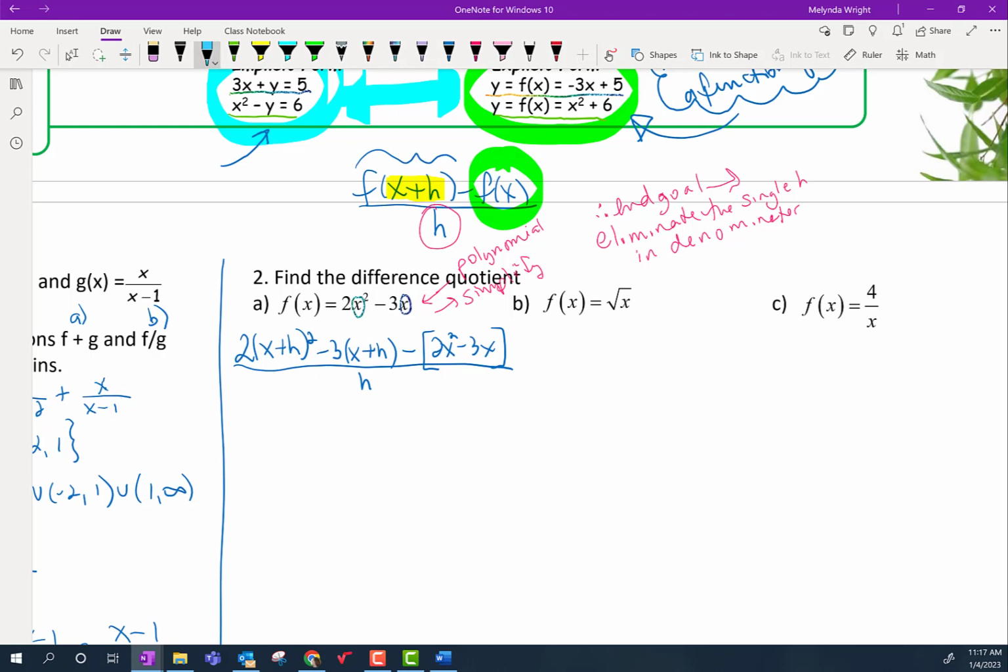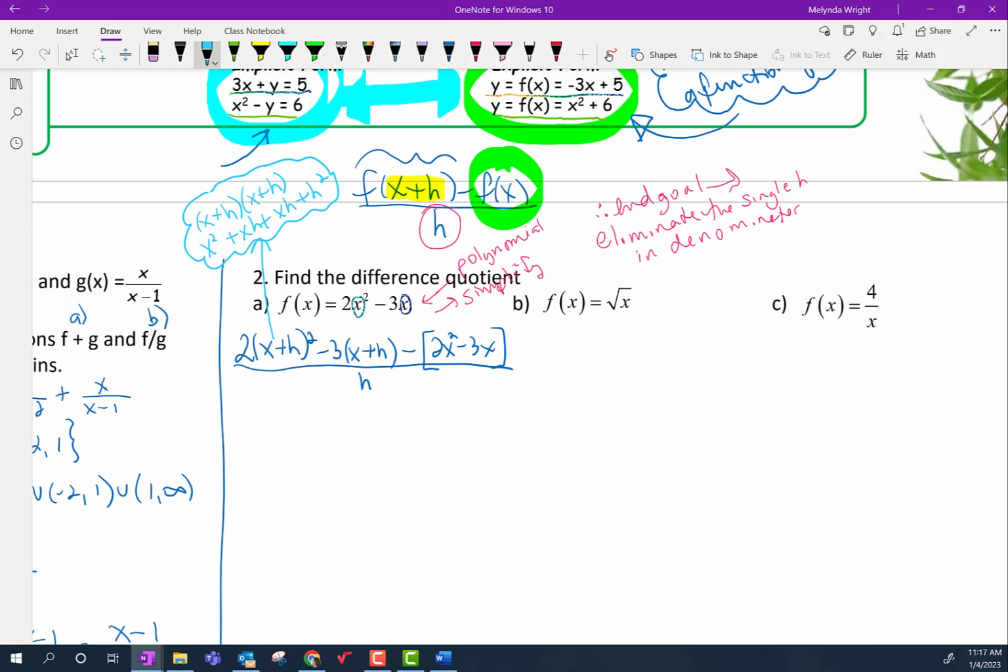I hope that we remember from last year that we can't distribute the 2. We actually have to do order of operations. We're going to have to do the squaring first. We're going to have to multiply that out. Remember that? x times x is x squared. x times h is xh. x times h is xh. h times h is h squared. Many of you can probably do that in your head. I'm just writing this.